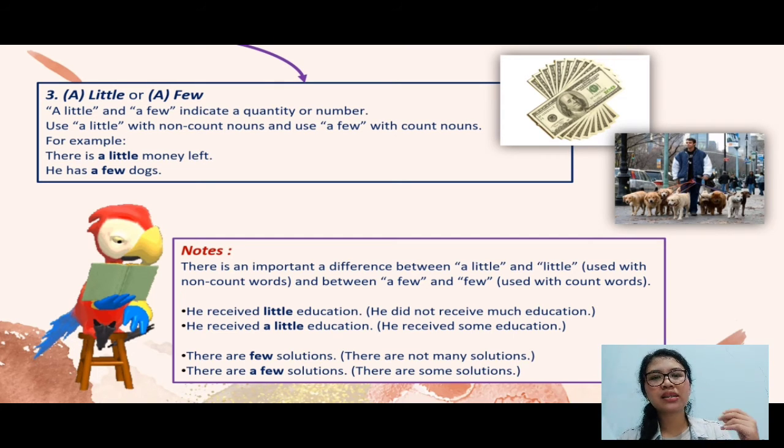And the next is, what is the difference between a few and few? If I say there are few solutions, it means they do not have enough solutions and they will need more solutions. But if I say there are a few solutions, it means there are some solutions, not a lot, but probably enough.